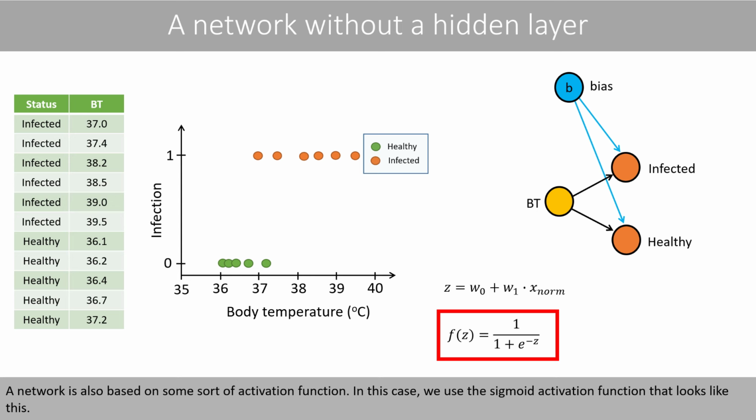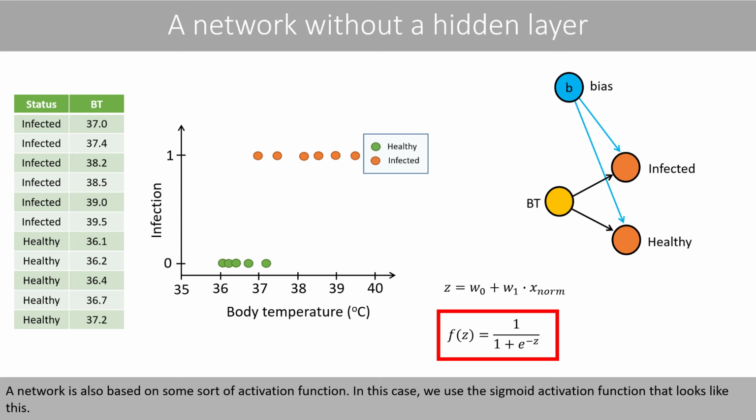Suppose that we like to compute the probability that a person with a body temperature of 37 is infected. We therefore first normalize this value and plug in this value in the input node, which means that the value is then used in this equation. If we do the math and plug in the value of Z in the activation function, we will get the value of about 0.38. This means that the probability that a person with a body temperature of 37 is infected is about 38%. The probability that the person is healthy is simply 1 minus 0.38.